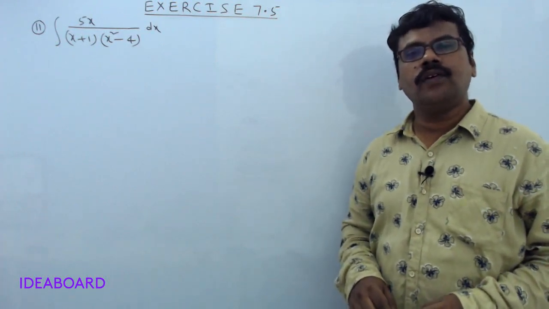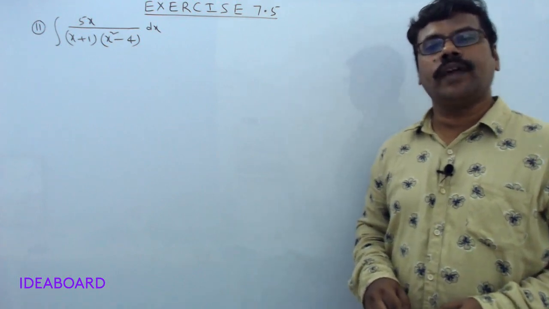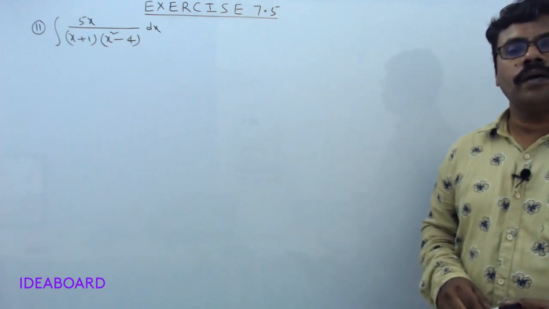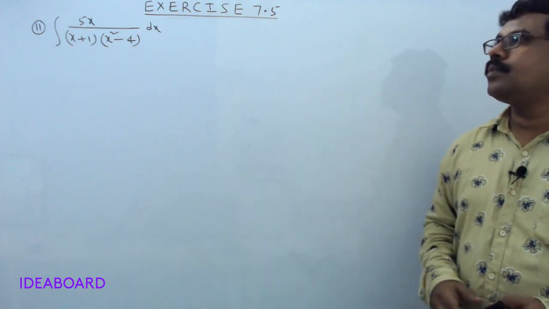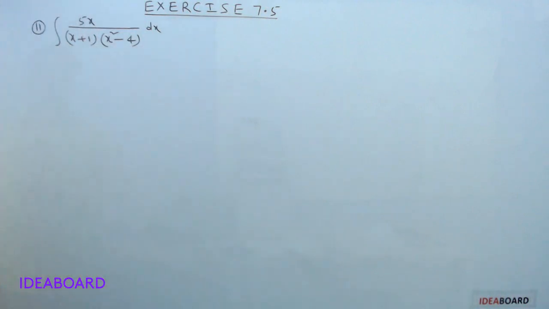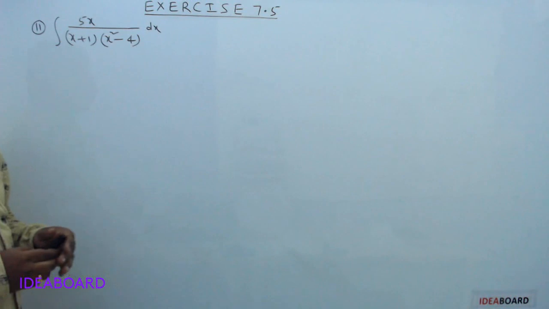In the previous video, we discussed some problems related to type 1 partial fractions. Today also, I am going to explain some more problems on these type 1 partial fractions. Now see the given problem. Integral 5x divided by (x plus 1) into (x square minus 4) dx.